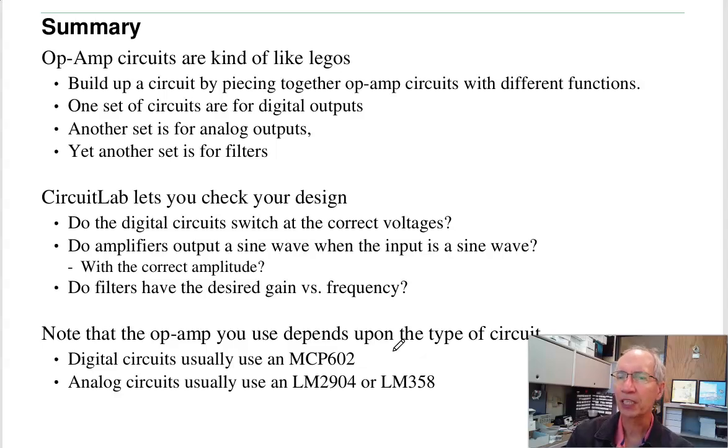CircuitLab lets you check your design, meaning do the digital circuits output the correct voltages, do the amplifiers output a sine wave when the input is a sine wave, put the correct amplitude, do filters have the desired gain versus frequency. And note that the op amp that you use depends upon the type of circuit. Typically, digital circuits use MCP602 op amps. Typically, analog circuits use LM2904 or LM358 op amps.